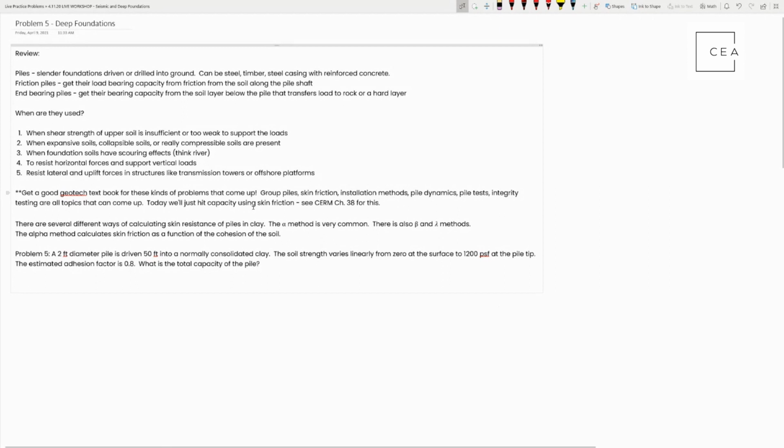Today, we're just going to hit capacity using skin friction. You want to check out the CERM Chapter 18 for this. There are several different ways of calculating skin resistance of piles in clays. One of the methods is called the alpha method, and it's a very common method to solve. There's also methods called the beta and lambda methods. I'm not covering those, but the alpha method calculates skin friction as a function of the cohesion of the soil. So let's go through this.